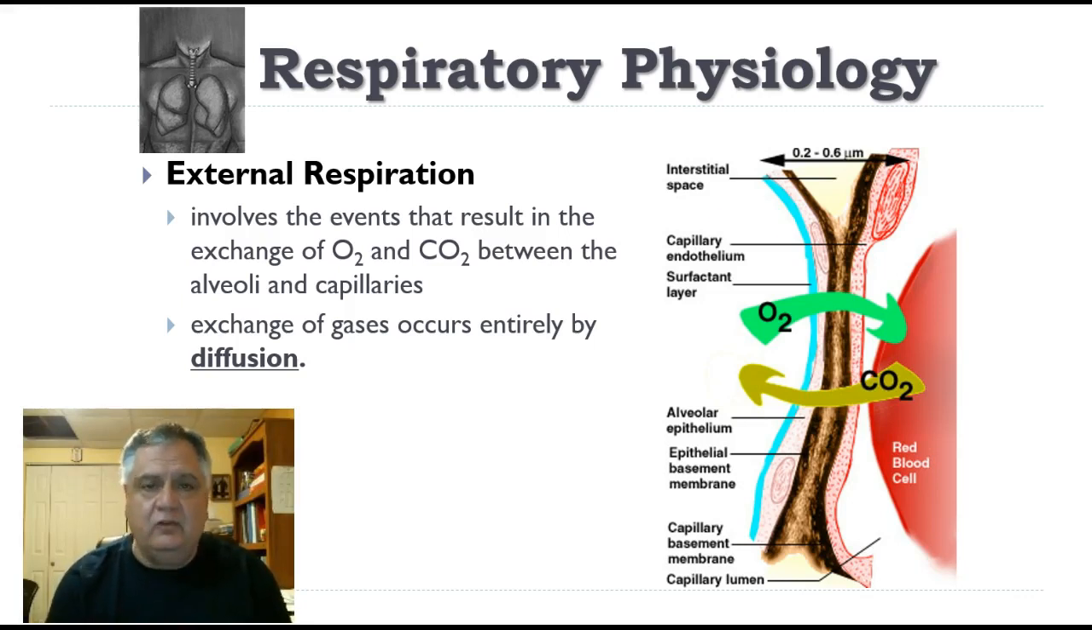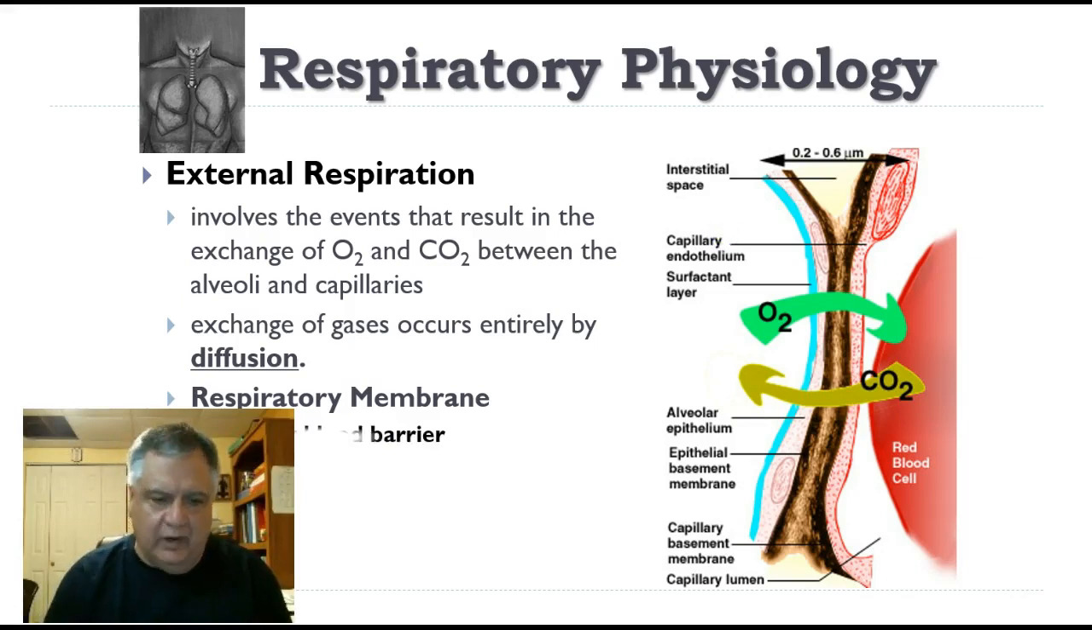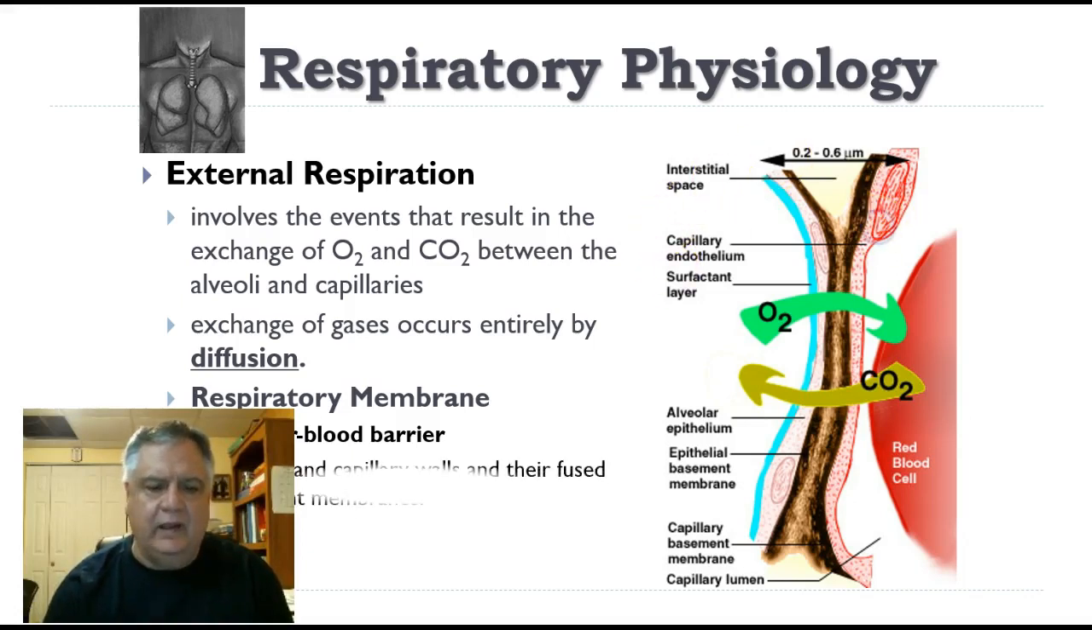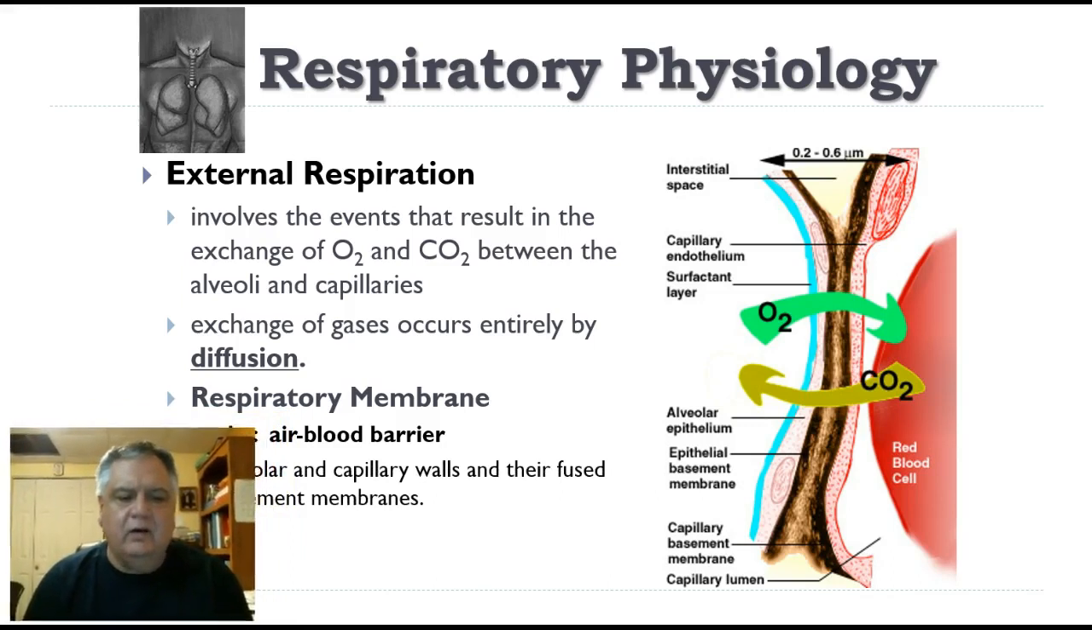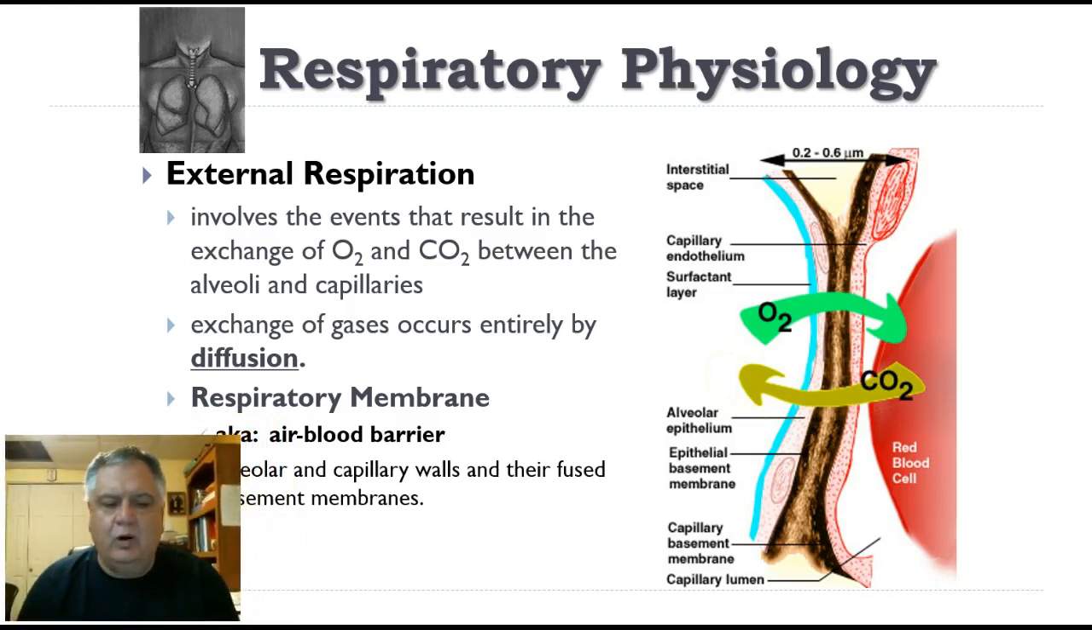Think of capillary exchange. That's really what we kind of have going on here. Now, external respiration occurs across what we call the respiratory membrane. This is also known as the air-blood barrier, the barrier between the alveoli and the capillaries. The alveolar and capillary walls and their fused basement membranes make up the respiratory membrane.